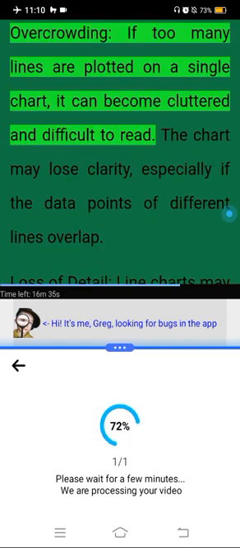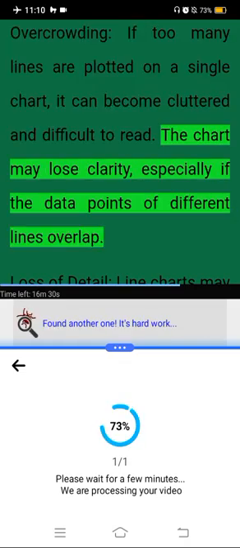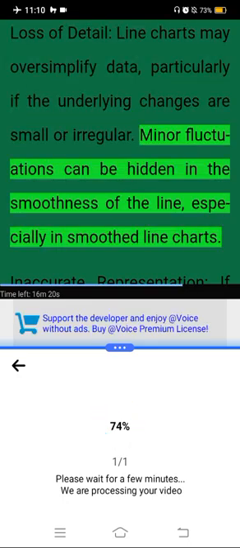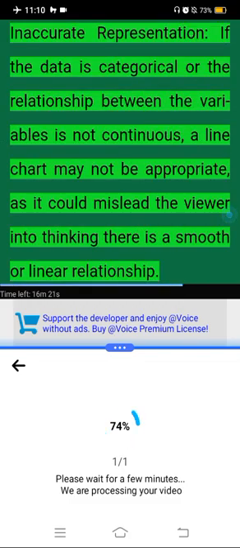Disadvantages of line charts. Overcrowding. If too many lines are plotted on a single chart, it can become cluttered and difficult to read. The chart may lose clarity, especially if the data points of different lines overlap. Loss of detail. Line charts may oversimplify data, particularly if the underlying changes are small or irregular. Minor fluctuations can be hidden in the smoothness of the line, especially in smooth line charts. Inaccurate representation. If the data is categorical or the relationship between the variables is not continuous, a line chart may not be appropriate, as it could mislead the viewer into thinking there is a smooth or linear relationship.